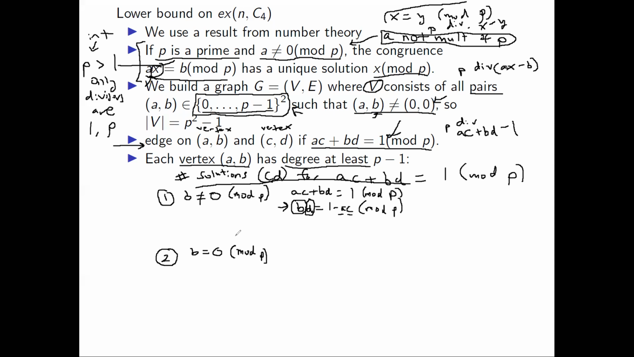So what does this tell us? Well, we can take any possibility for C, any possible C, and this will give us a unique solution for D.